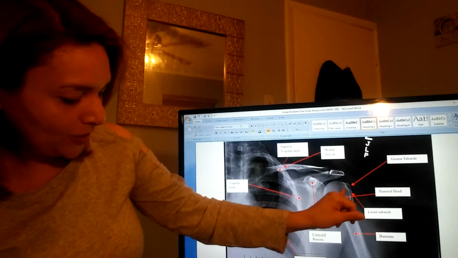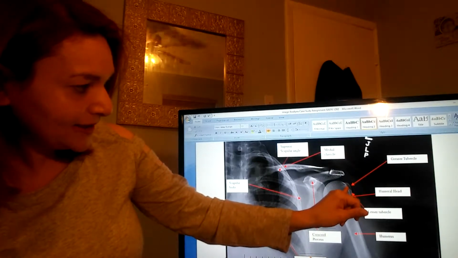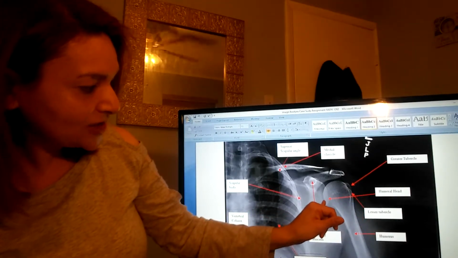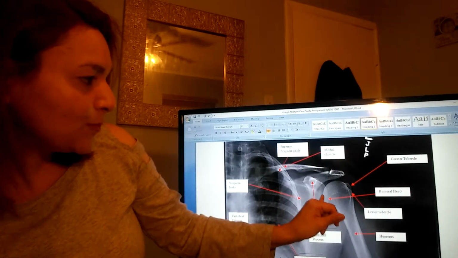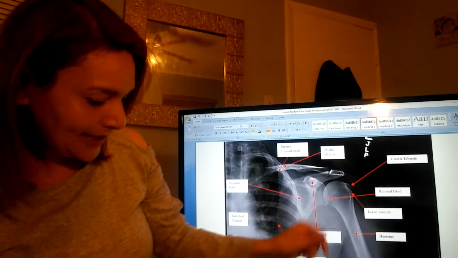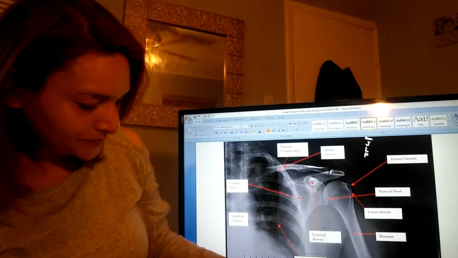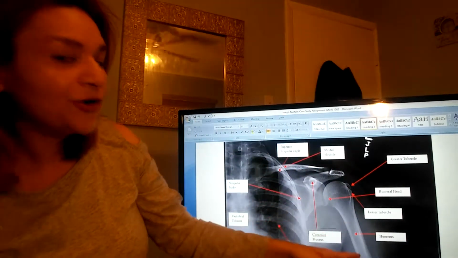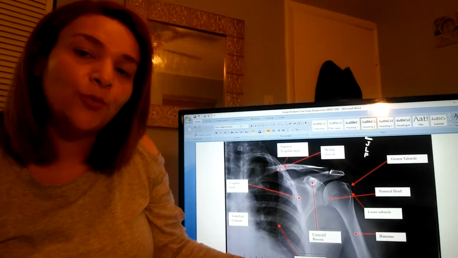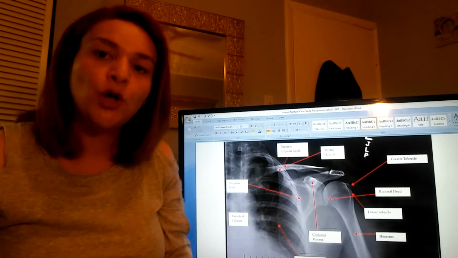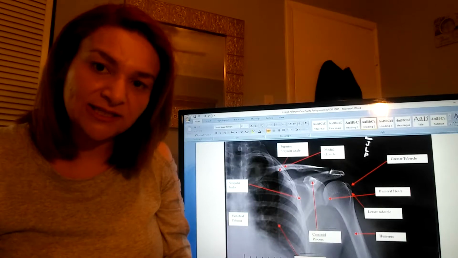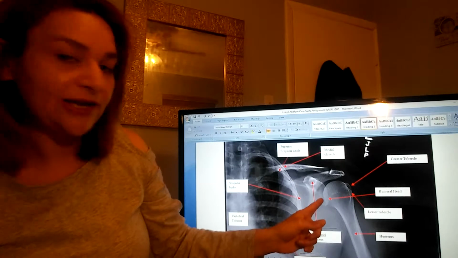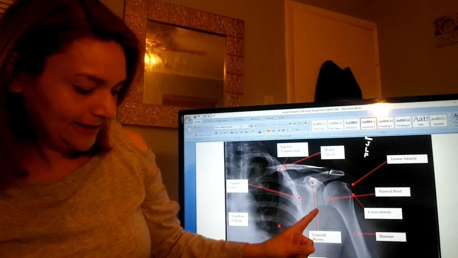The greater tubercle should be in profile laterally, and the lesser tubercle should be anterior to that. The humeral head should be in profile medially. Now in order to obtain this, your epicondyles need to be parallel with the IR. So it's very important that when you externally rotate, you palpate your epicondyles and make sure they're parallel to the IR. That's going to give you your greater tubercle in profile laterally and your humeral head in profile medially.